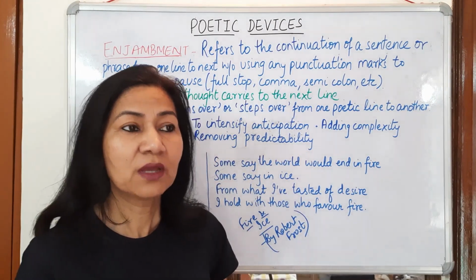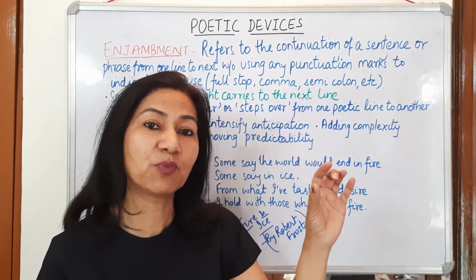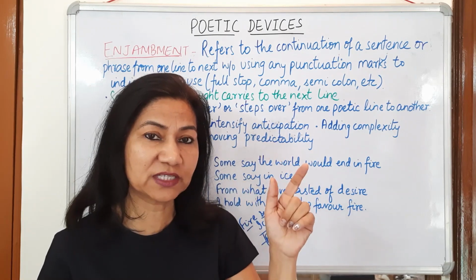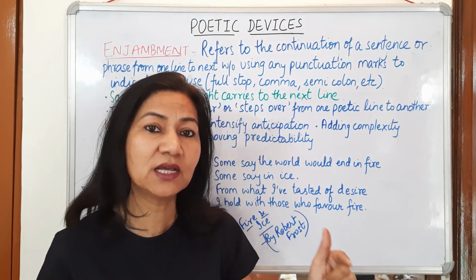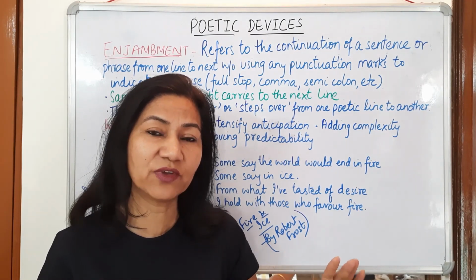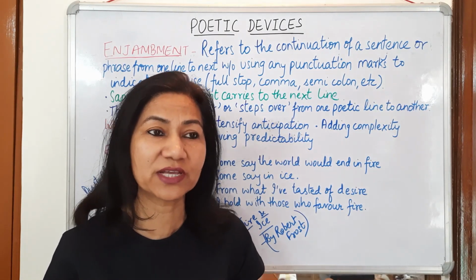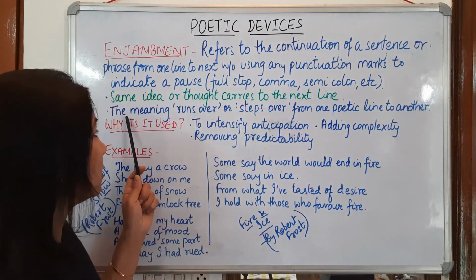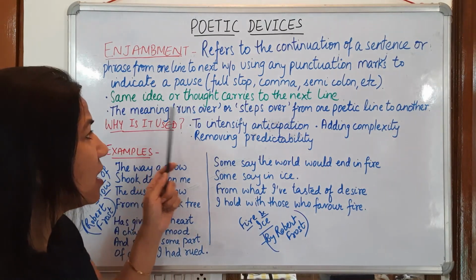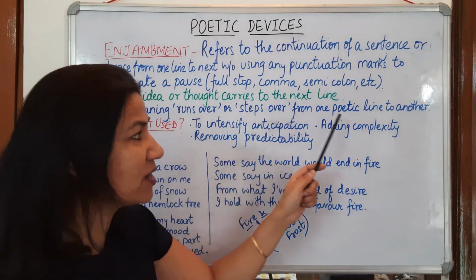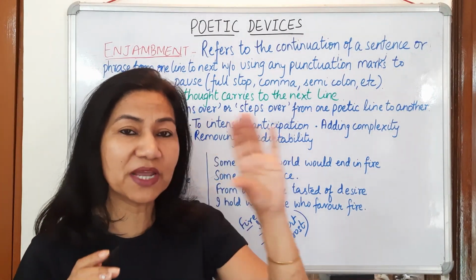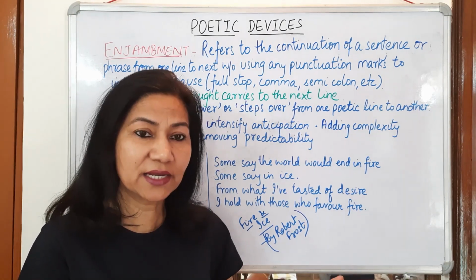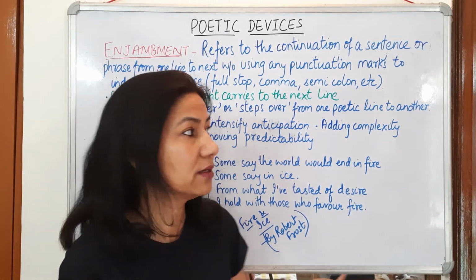So if the poet has started writing his poetry and hasn't finished his idea, or the idea hasn't completed in the first line, it has carried forward to the second line, third line, and so on. Until we come across any punctuation mark or full stop, we can say the enjambment poetic device has been used. We can also say that the meaning runs over or steps over from one poetic line to another. That means the meaning which is being conveyed is being carried forward to the next line and then to the further next line.